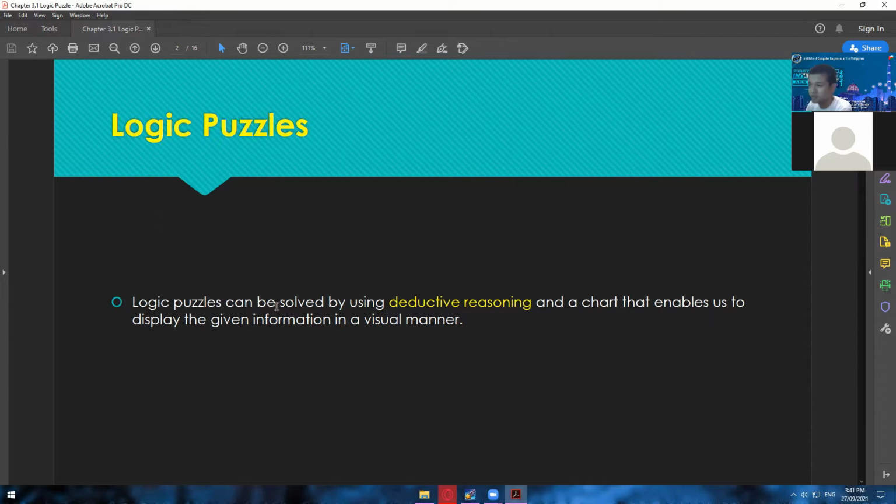Logic puzzles can be solved by using deductive reasoning and a chart that enables us to display the given information in a visual manner. I think mostly, in all kinds of puzzles, we do use deductive reasoning, but we still use inductive reasoning since observation comes first before the rules, the general formulas or the techniques and so on that the others are applying. So it's a combination of inductive and deductive reasoning. But mostly we use deductive reasoning to solve this kind of puzzle.